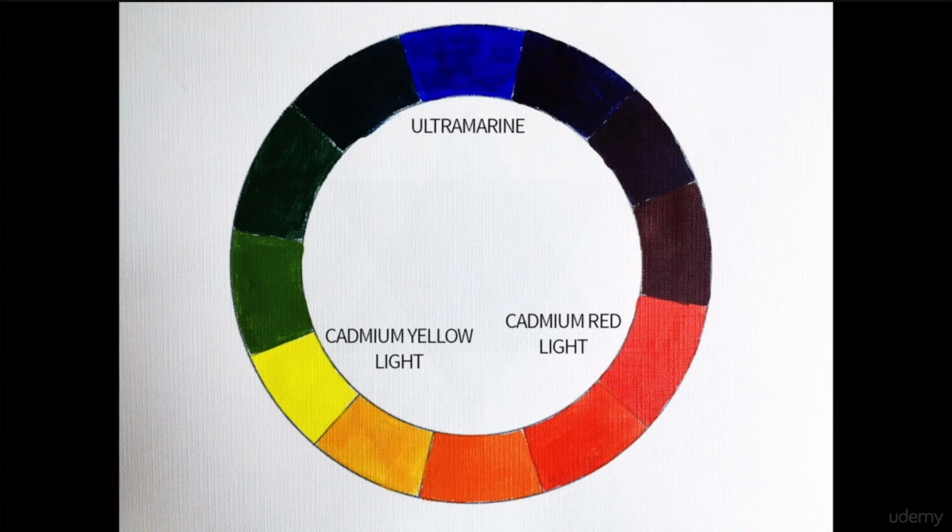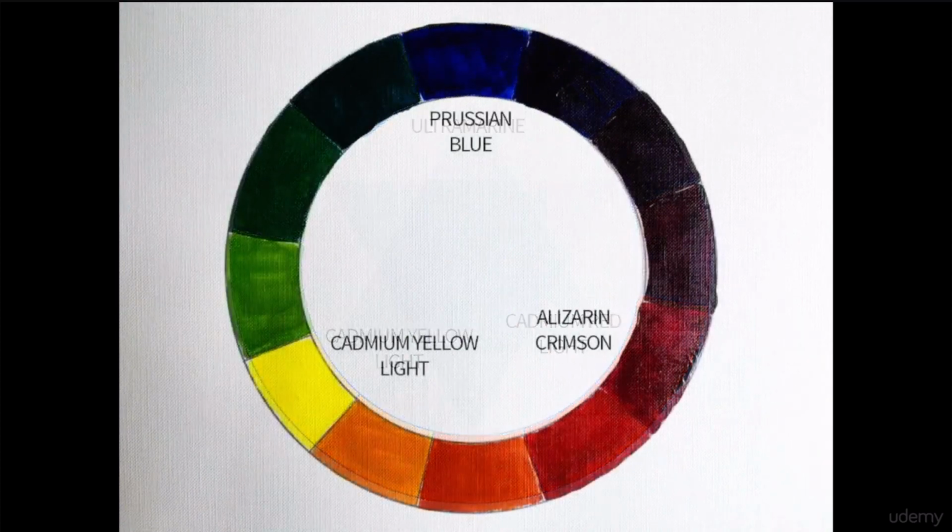Now, we could substitute these primary colors with different pigments of color. For example, we could substitute ultramarine with Prussian blue. We could substitute cadmium red light with alizarin crimson. In this example, I kept cadmium yellow light in its original spot, but as you can see, the mixtures of colors produced are clearly different.